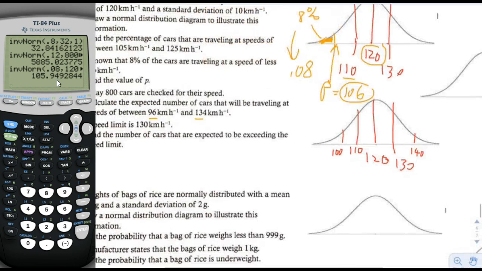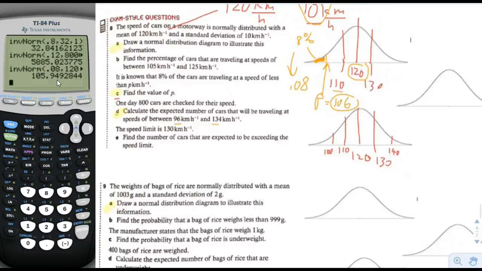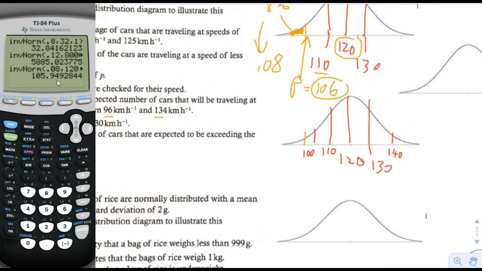They want to know about the cars that are found between 96 and 134. And 96 would be about here, right? And 134 would be about here, right? So unfortunately, they're not on standard deviation lines, so we do need to use a calculator, or maybe thank God we need to use a calculator. So we want this region. Okay, that's a pretty big region. I would say that's like 80% or something, wouldn't you?